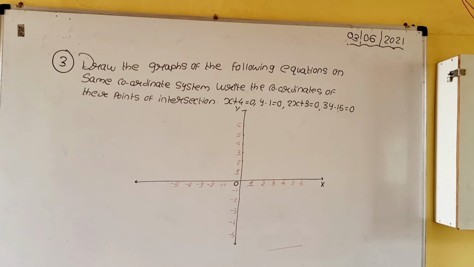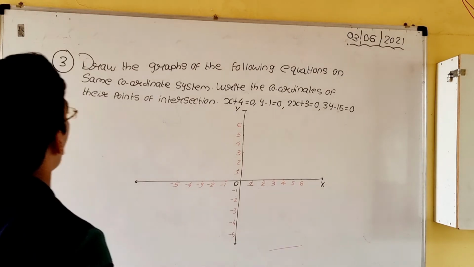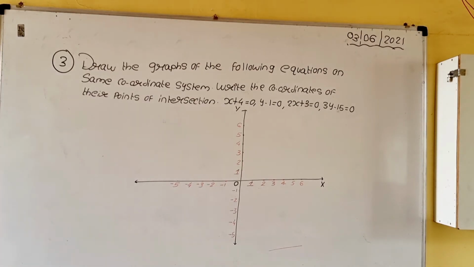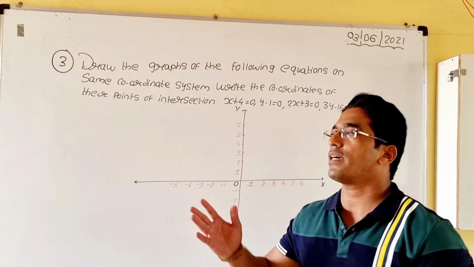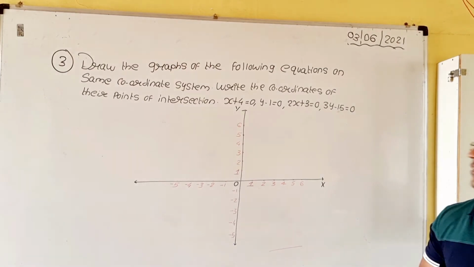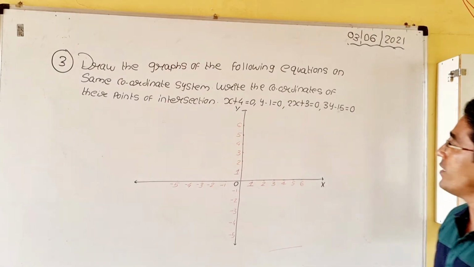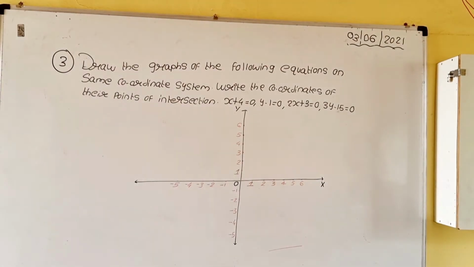Now, let's see the last example from exercise 7.2. What is given in this question? Draw the graphs of the following equations on the same coordinate system. Already in the previous sum, we saw how to draw the graph for the given equation. So, what is the first equation given to us? x plus 4 is equal to 0.